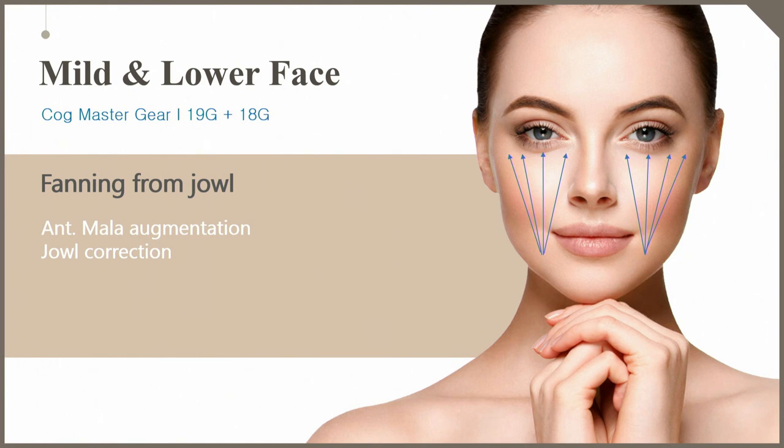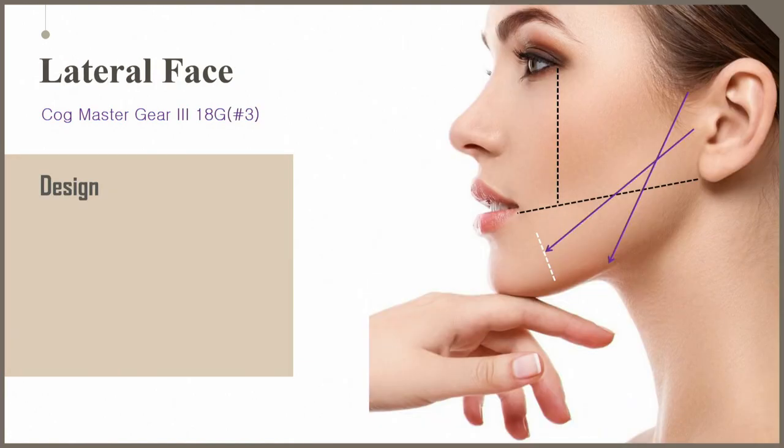As I mentioned before, there are a lot of facial expression muscles on the medial side of the face. So if you use a thick thread here, the patient will complain of foreign body sensation. That's why. But for better effect, I can add Cogmaster Gear 3 thread here. I just follow the fast way of dual lifting thread, but it can improve the result immediately. So this Cogmaster Gear 3 application is very important. If you are a beginner, you can just insert this thread, that's all. With this thread, you can make some good results.